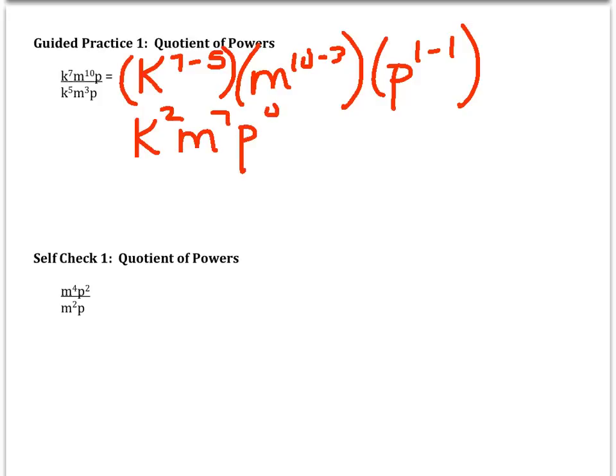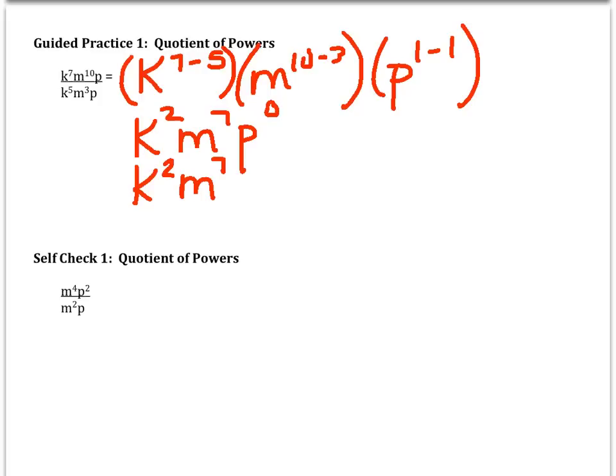p to the 0. Now, we haven't talked about the 0 power yet, except that you did discuss this back in pre-algebra last year, but we will be discussing the 0 power soon. And the 0 power, anything raised to the 0 power other than 0 itself, equals 1. So if p to the 0 power equals 1, then we're left with k to the 2nd, m to the 7th.